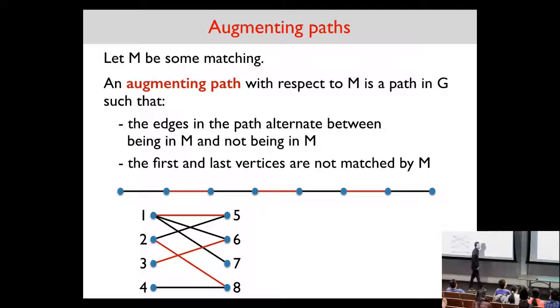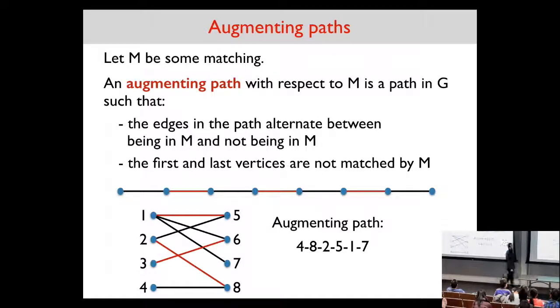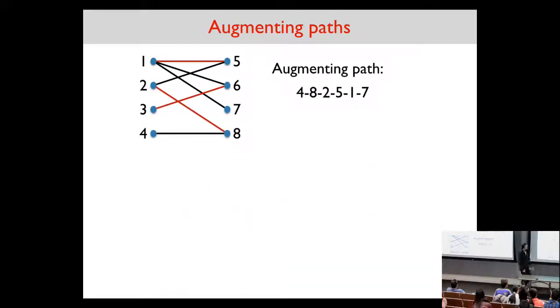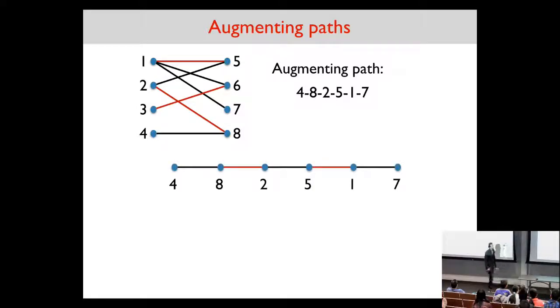Here's an example, the same example. We had this maximal matching, right? These 3 edges. Now, I claim that the following is an augmenting path in this graph. The path that goes from 4, 8, 2, 5, 1, 7. If you stretch this out, it would look like this: 4, 8, 2, 5, 1, 7.